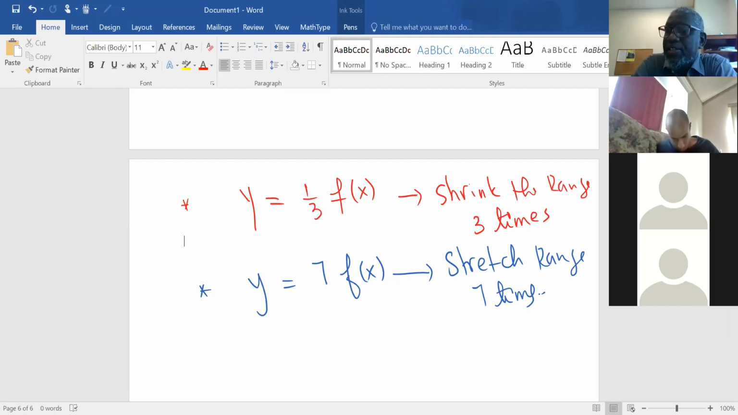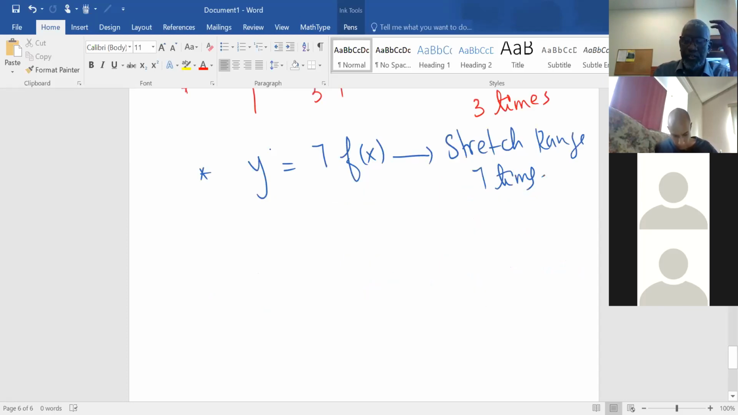So the comparative is 1. If the number is bigger than 1, the range will stretch, right? Even if it's like 1.3 f of x, what's going to happen to the range? The range will stretch. But if it is a number less than 1, like 0.1, 0.2, 0.75, etc., the range will shrink, okay?